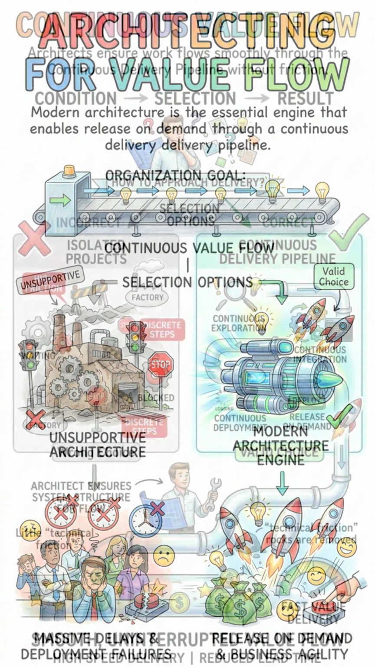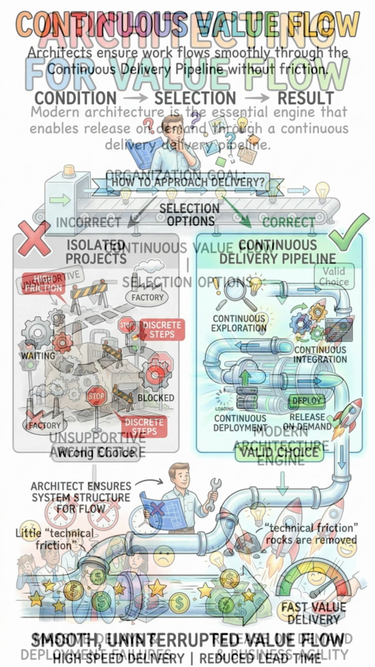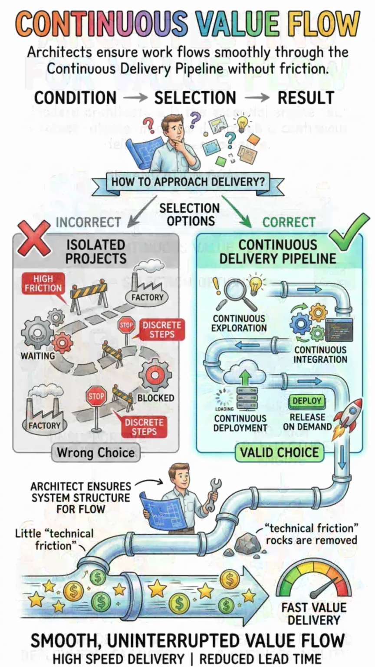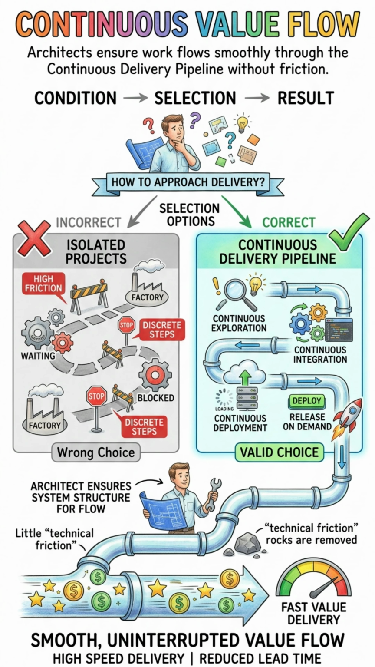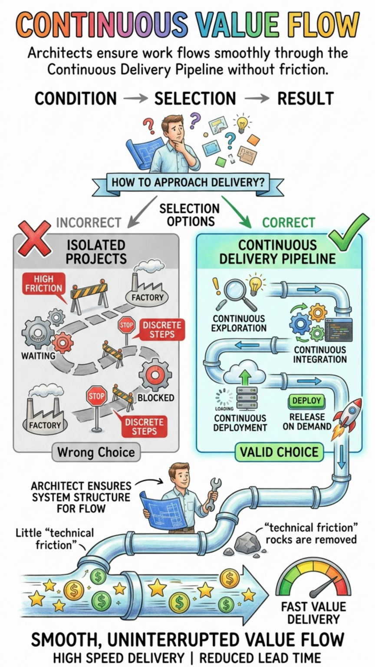To enable continuous value flow, we must first understand that software delivery is a continuous pipeline, not a series of isolated projects. The continuous delivery pipeline in SAFe consists of continuous exploration, continuous integration, continuous deployment, and release on demand. As a SAFe architect, your job is to ensure the system structure allows work to flow smoothly through all four of these phases without unnecessary technical friction.